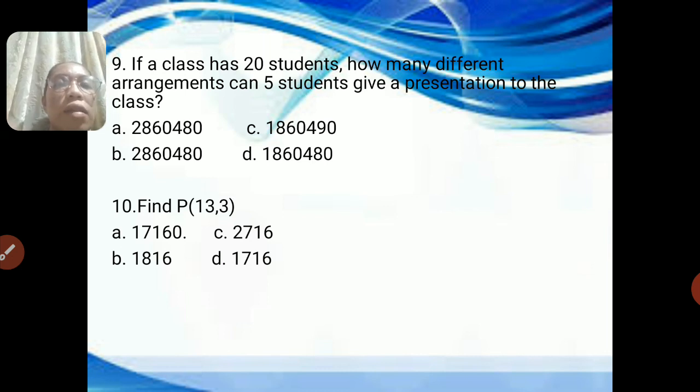Number 10. Find the permutation of 13 and 3. So, A is 17,160. B, 1,816. C, 2,716. And D, 1,716.